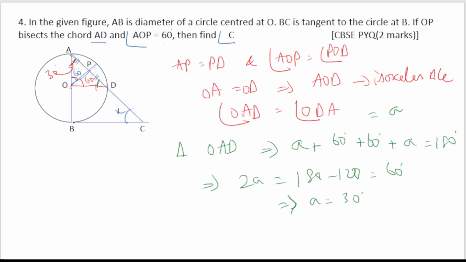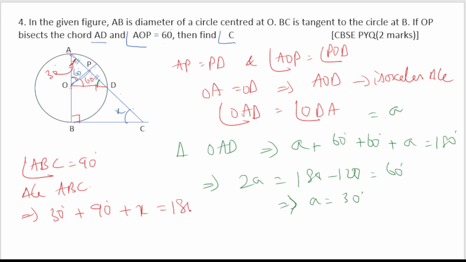Okay. OB is radius and BC is tangent. So OB is perpendicular to BC. So angle ABC is 90 degrees. And in triangle ABC, we will apply the angle sum property. We will get angle A, it is 30 degrees, plus angle B 90 degrees plus angle C, it is X, is equal to 180 degrees. So X is equal to 180 minus 120. It is 60 degrees. So angle C is 60 degrees.